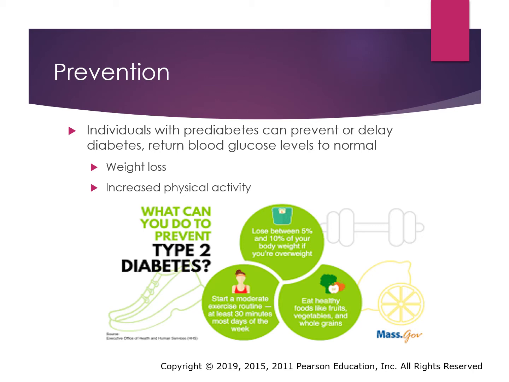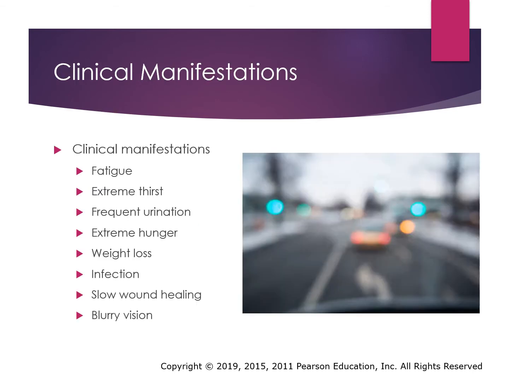Weight loss, increase your activity, eat right. Watch your diet, watch your intake of sugars. The CDC recommends that individuals diagnosed with prediabetes participate in a CDC-approved diabetes prevention program. Just getting out walking every day.